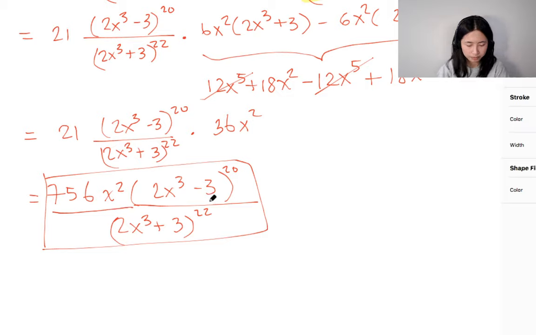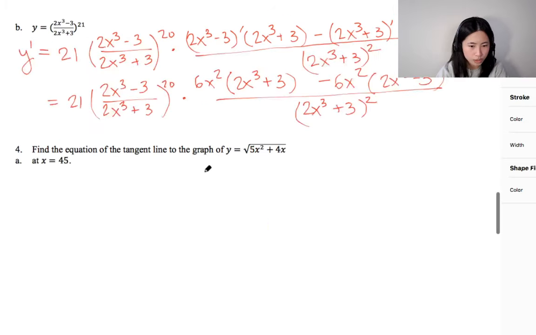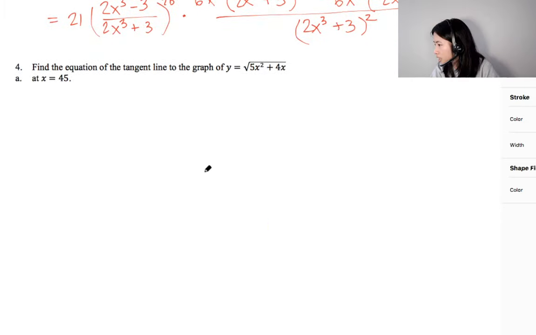Okay, let's go back to the last question. It says here, find the equation of the tangent line to the graph y is equal to the square root of 5x squared plus 4x at x is equal to 45. And don't forget, we still have this question at the bottom.